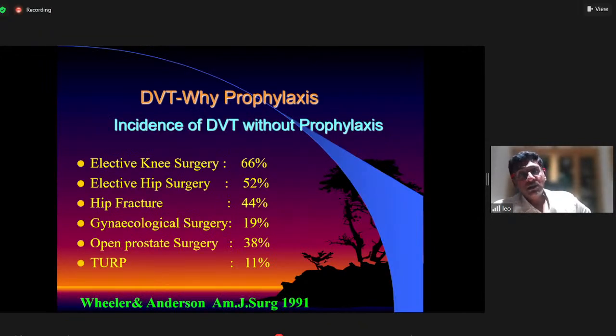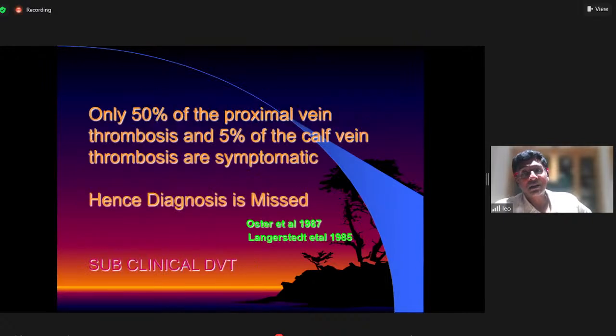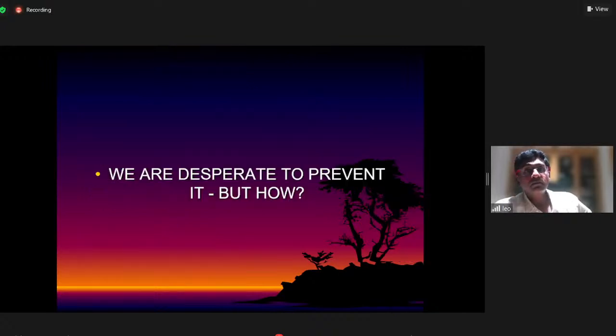Again, the incidence of DVT is up to 66% after total knee arthroplasty, any elective knee surgery, up to 52% after hip surgery, and 44% after hip fracture. These are all remarkable numbers, massive numbers. They are quite scary to look at directly as it is. Now, again, let's look at the disconnect here. Only 50% of the proximal vein thrombi and 5% of the calf vein thrombi are symptomatic. Again, let us remember this slide as we go on further.